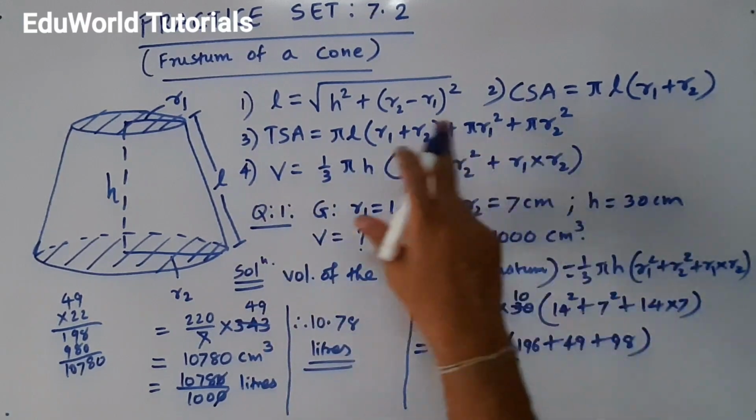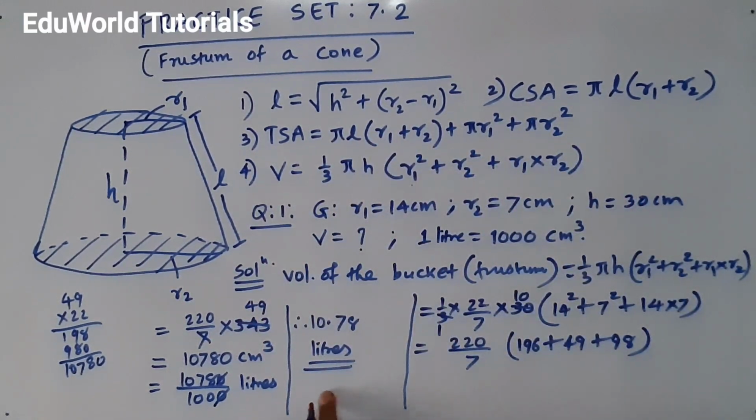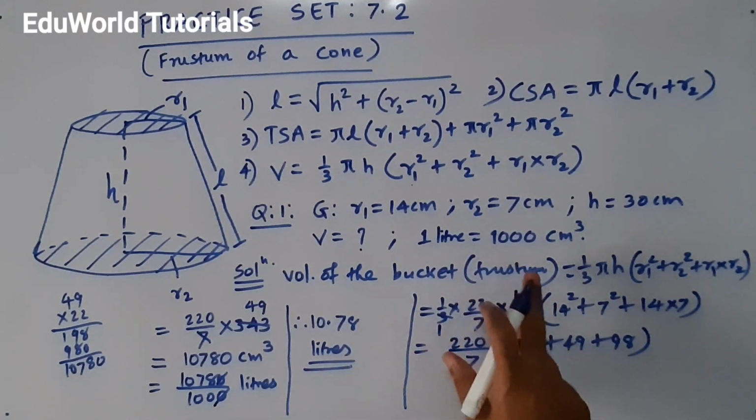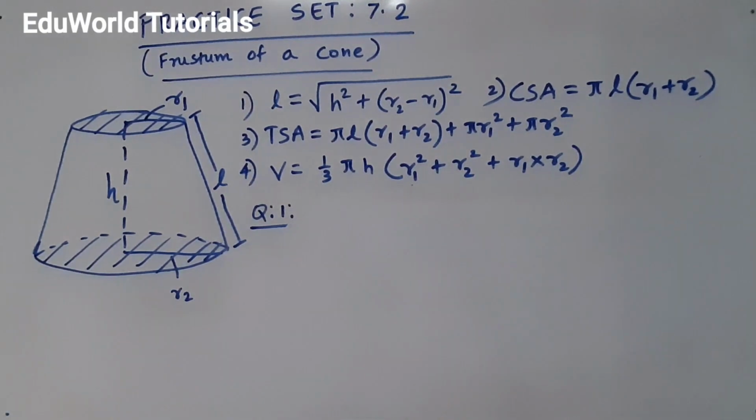These are the formulas. Please remember the formula for the frustum of a cone. Okay, our answer we got is 10.78 liters of water can be filled. Here, when we divide by 1000, we should always specify the reason. The reason is 1 liter is 1000 centimeter cubed. We will go for the second sum now.